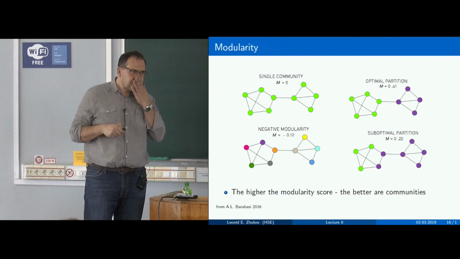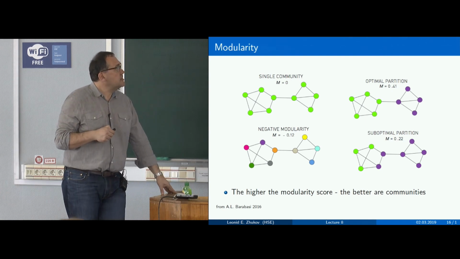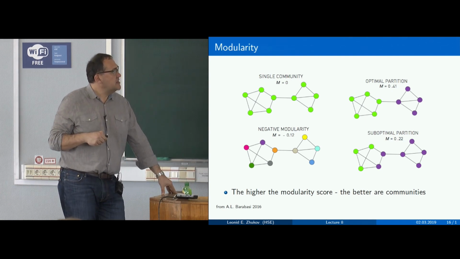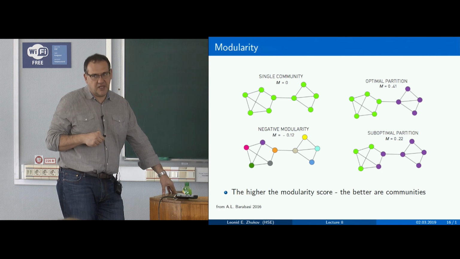Okay? Now, if you look at this graph, with different color coding, where the color coding means the community, which one do you think is the best partitioning into communities here? Yeah, this guy, right? Why? Easy, yeah. So why?